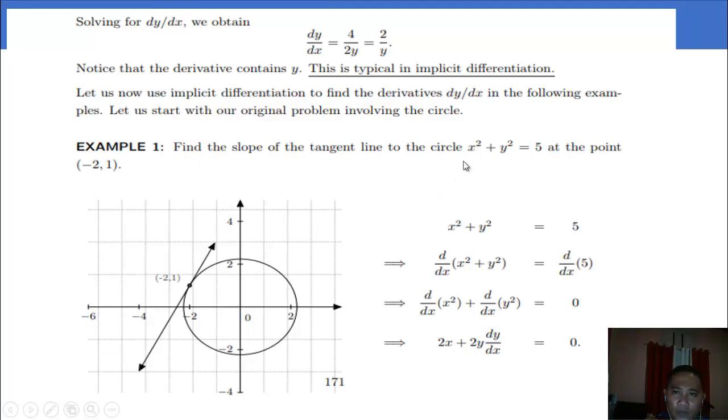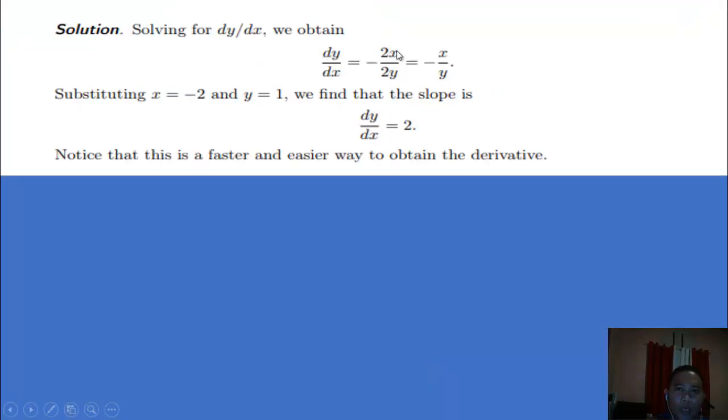So, if we have this one, 2x, yan, clear. 2y dy dx, yan, equals 0. Then, solve for dy dx. So, itong mga 2x dito, walang dy dx, ilipat sa kabila. So, that becomes 2y dy dx equals negative 2x. Divided by 2y, you've got negative 2x over 2y. Divide by 2, you've got negative x over y.